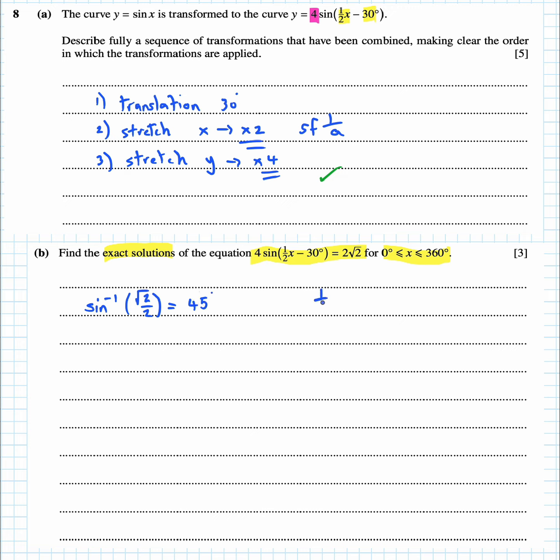And from there we can find our value for x. So again, 1/2 x is equal to 75. So x is equal to 150.